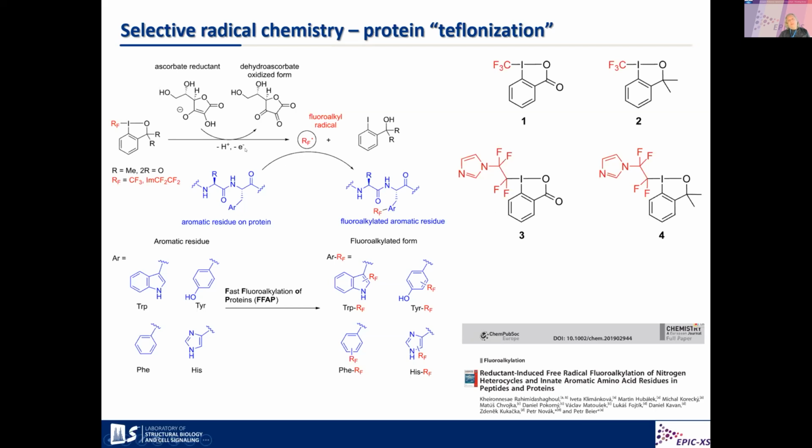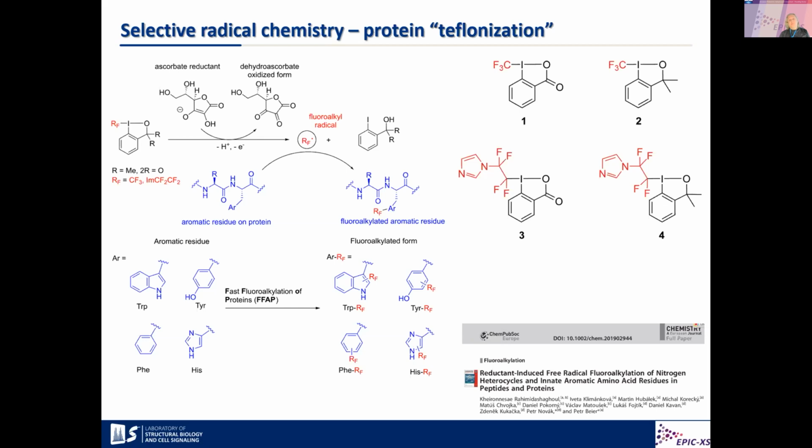We found some nice chemicals designed by Tony at ETH Zurich that, once they are mixed with any kind of Lewis acid, are introducing protons. The protons cause the decomposition of the reagents, and then the radicals can modify any aromatic amino acid within the protein sequence. It's possible to modify tryptophan, tyrosine, phenylalanine, histidine, and to form a stable covalent bond between the trifluoromethyl radicals and the amino acid side chains.